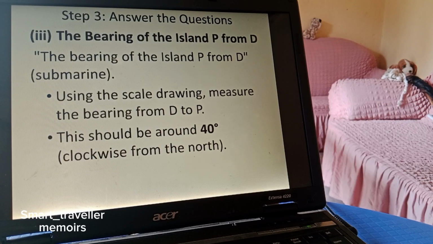The bearing of the island P from D, the submarine. Use the scale drawing. Measure the bearing from D to P. It should be around 40 degrees clockwise from the north.